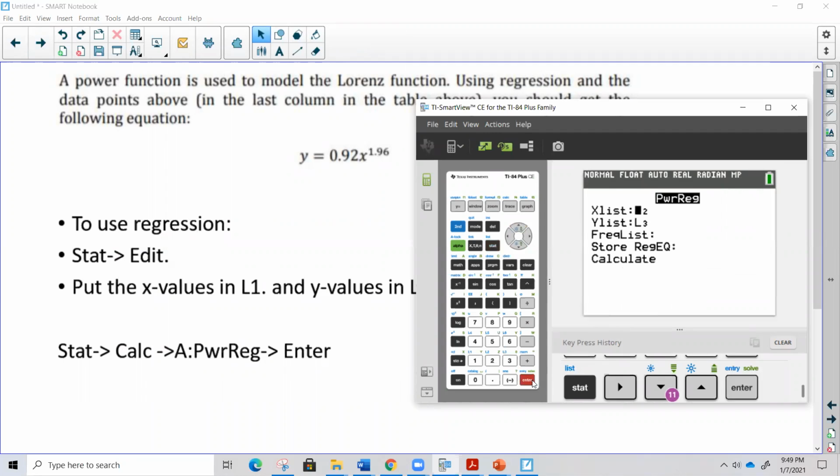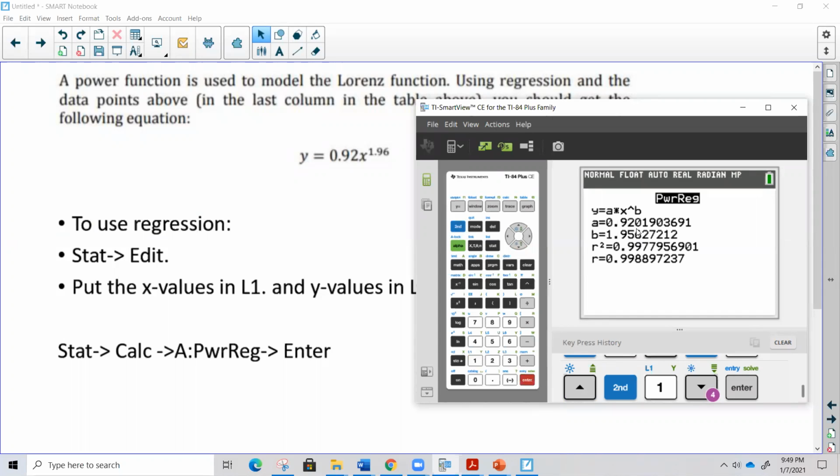You're going to hit enter, and then you want your X list to hit second L1. So make sure that says L1. It probably already does. And this one to say L2. If it doesn't, you would hit second and then 2 to get the L2. And if your X list doesn't say L1, you hit second L1. You don't want anything in frequency. You don't want anything in store. And then you can just hit calculate.